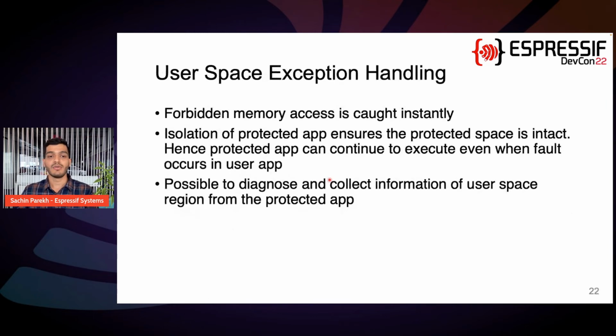Now let's see how we can handle an exception in the user space. In a monolithic application, if an exception or hard fault occurs, then there is no guarantee of the state of the system at that point. So naturally, we just reboot the entire system. But in this particular framework, since we have the protected app and the user app isolated with well-defined boundaries, we can be sure that when the user application crashes or an exception happens in the user application, it won't affect the protected space state or the protected app memory.